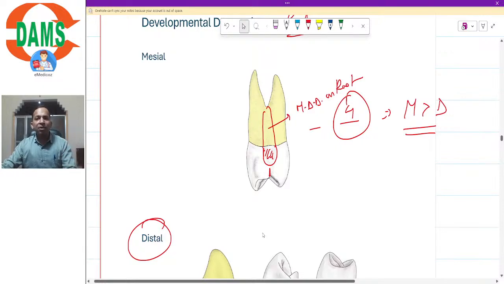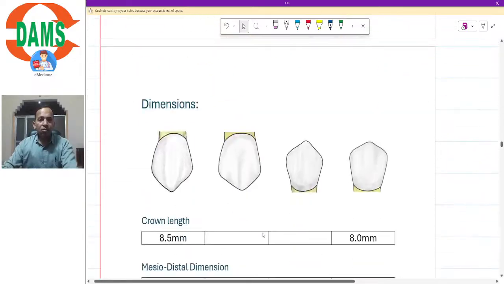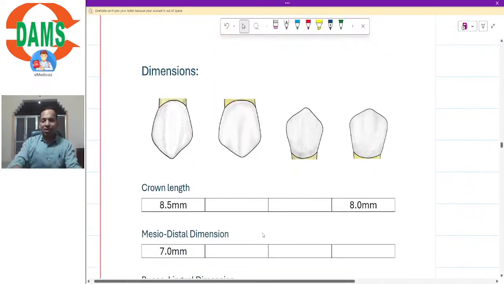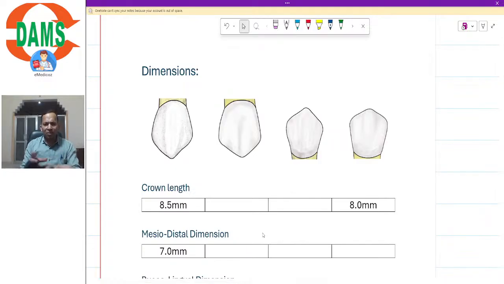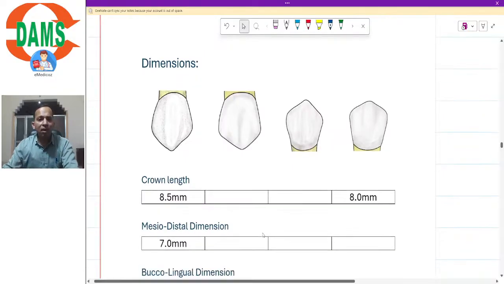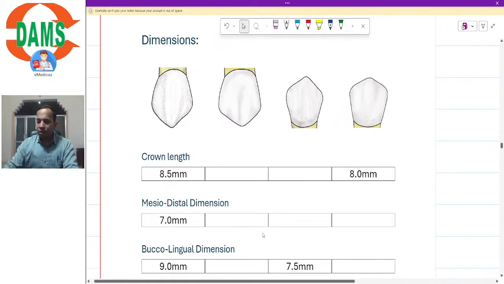Maxillary first premolar has it on the mesial side, and all the rest of the premolars on the distal side, right? So next is about dimensions. Just like yesterday: crown length, root length, mesiodistal and faciolingual dimensions. Premolars more or less have similar dimensions, right? When the crown length is concerned, all the premolars have the same crown length, right?